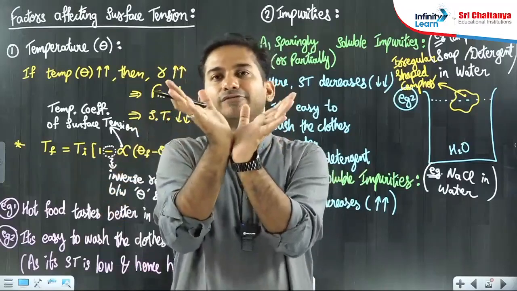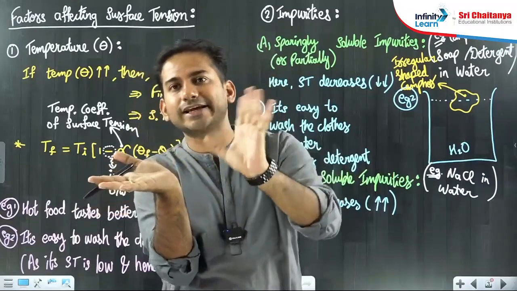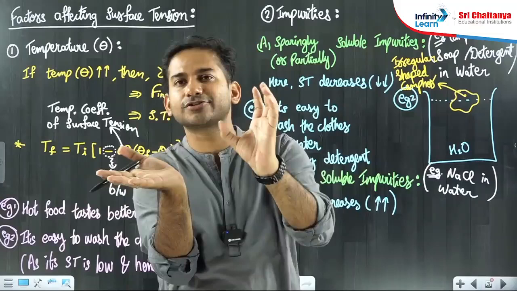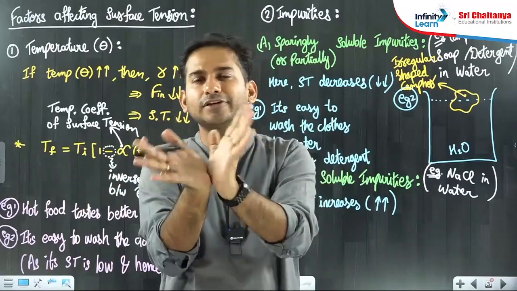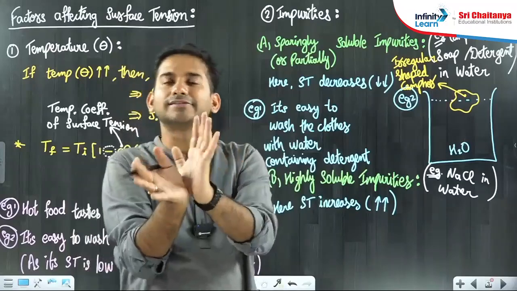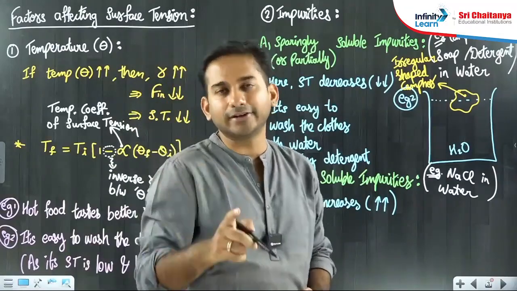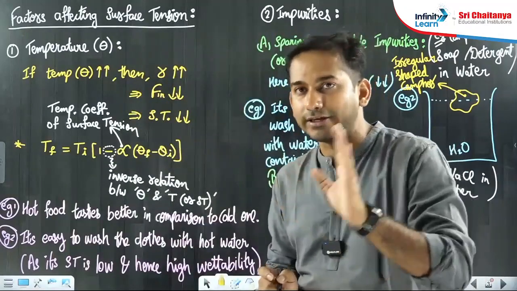So the camphor will fall like this. On this side, if the dissolution is more, the surface tension will reduce. The camphor will fall like this. So this irregular shaped camphor will keep on dancing because of the decrement in the value of surface tension locally.